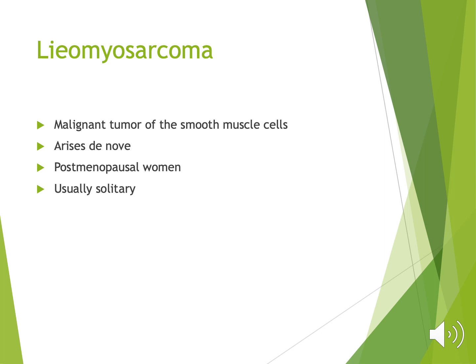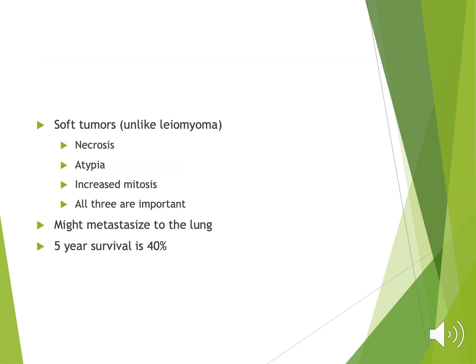The malignant counterpart of leiomyoma is leiomyosarcoma. It is a malignant neoplasm with smooth muscle differentiation. It arises de novo, not from a previous leiomyoma. It affects postmenopausal women, and unlike leiomyoma, it is usually solitary, while leiomyomas could be single or multiple.